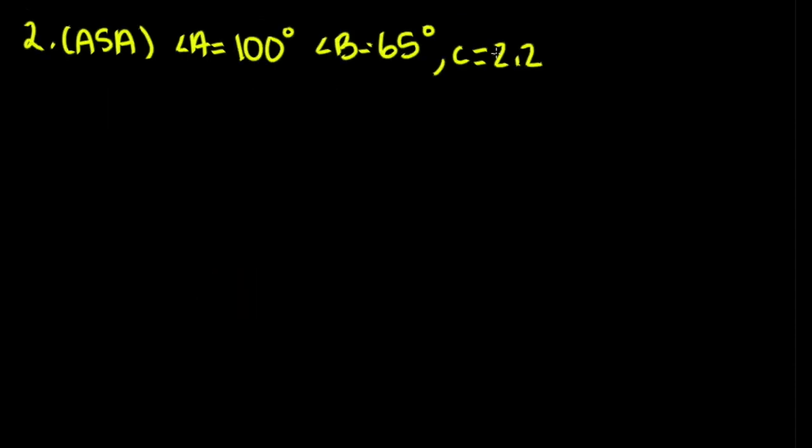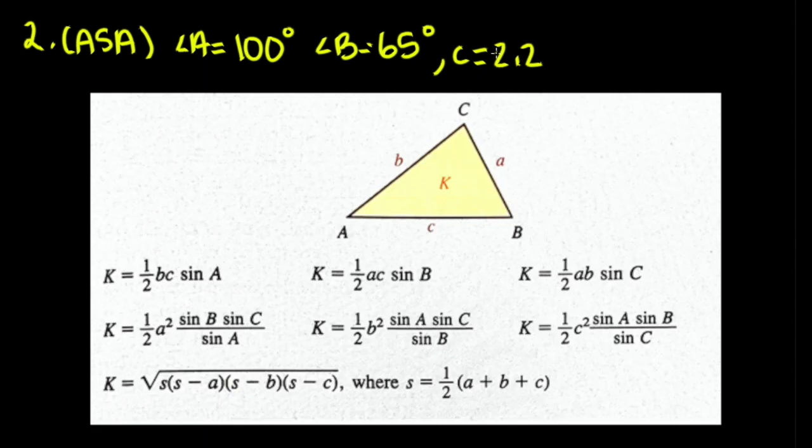For our second problem, this is an angle side angle case. We are told that angle A equals 100, angle B equals 65, and the side c equals 2.2. So if we look at all of the formulas that are given to us, the formula that says K equals 1/2 times c squared times the sine of A times the sine of B divided by the sine of C is closest to the information that we have, and is the best formula for us to use based off of the information that we have.